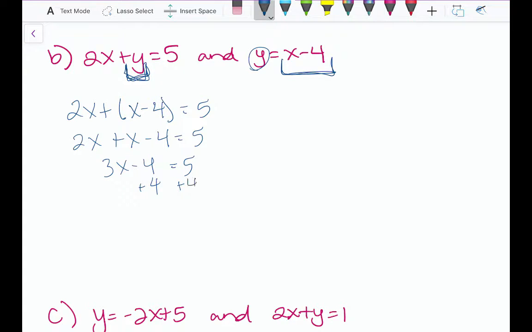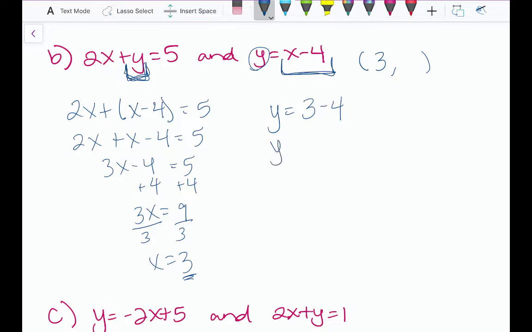3x minus 4 equals 5. Add 4 to both sides. 3x equals 9. Divide by 3 on both sides. x equals 3. So the x value of my solution is 3. So again, I want to plug in 3 for x into one of my original equations. Now if I plug it into this second equation, I already have a y isolated. So x equals 3, that's 3 minus 4. 3 minus 4 is negative 1. So the y value is negative 1.